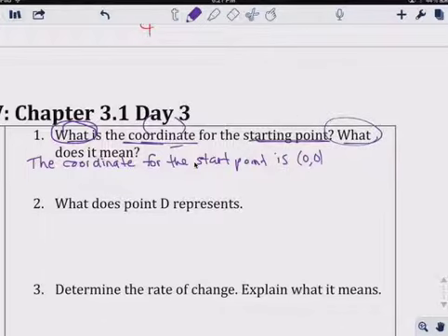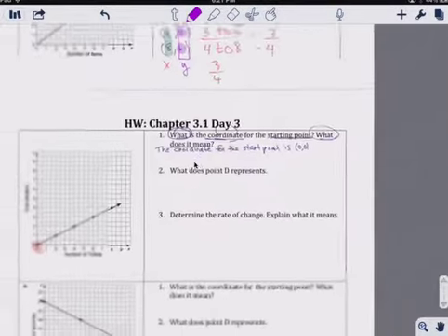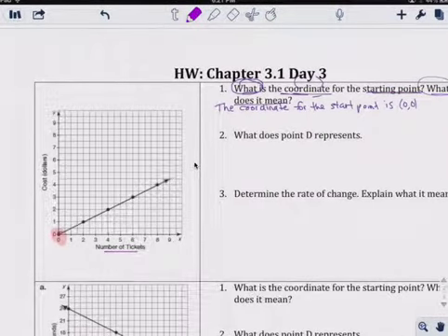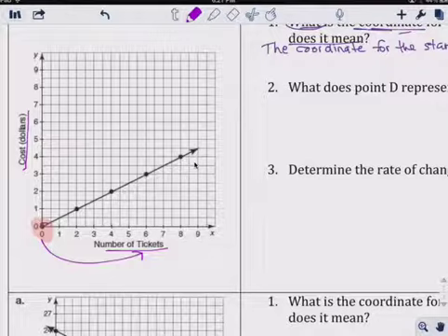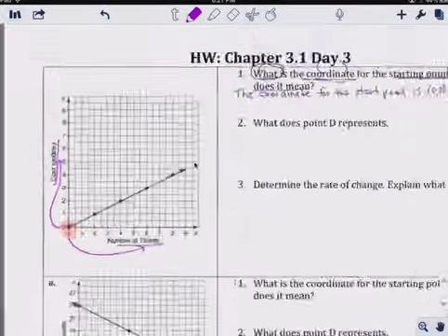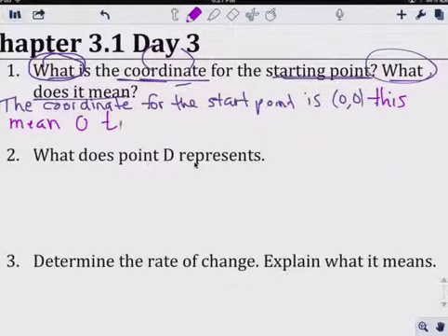What tells you what you need to answer that? What does it mean? Okay, let's look. It has no title. Number of tickets for cost. Okay, so 0 number of tickets costs $0. Okay, that's what it means. This means 0 tickets for $0. Makes sense. You didn't buy any ticket. 0 tickets and $0.